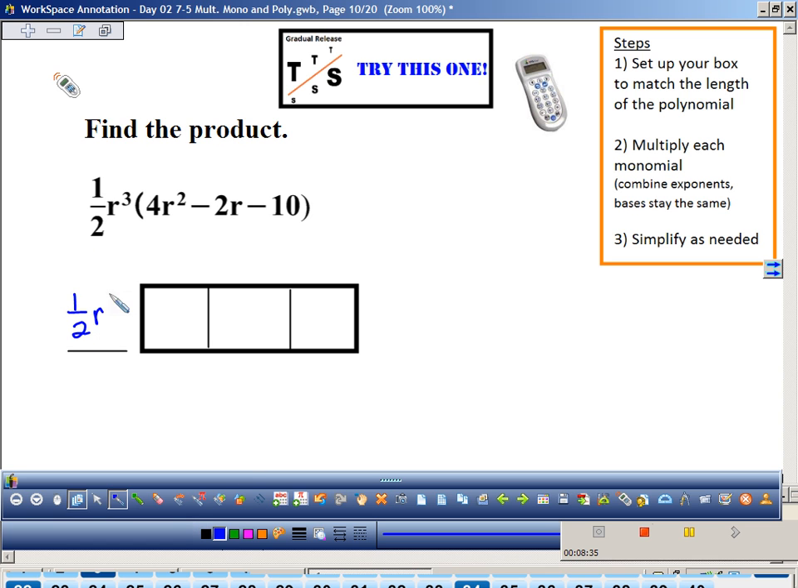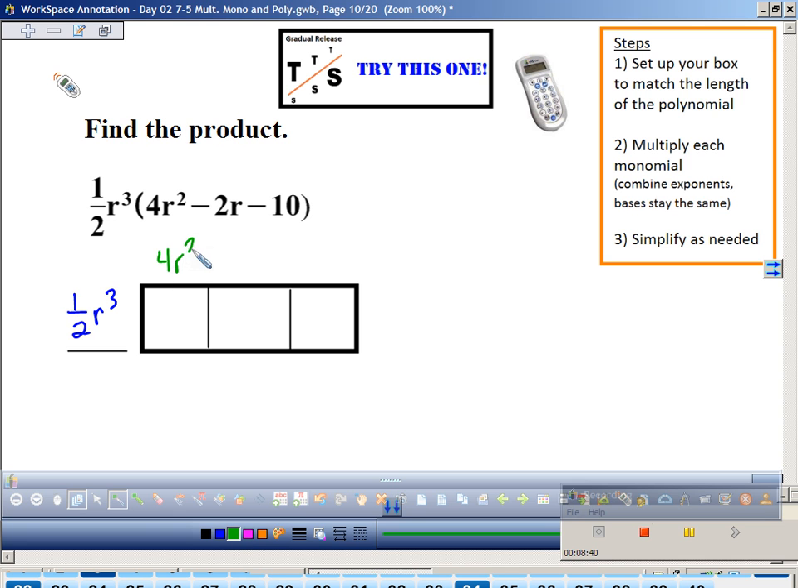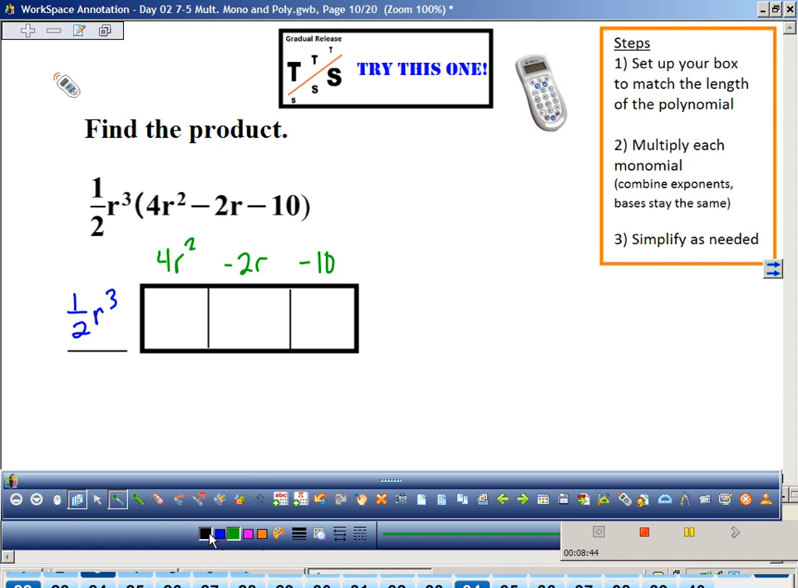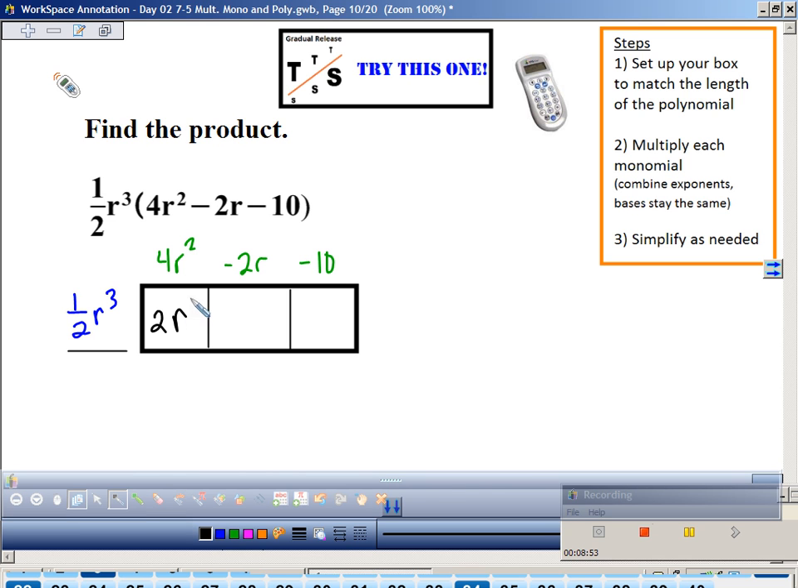Okay, so 1/2 r cubed, and we're going to multiply that by 4r squared minus 2r minus 10. So what is half of 4? 2. What is r cubed times r squared? No, 3 r's and 2 r's make 5 r's, right? Because you're multiplying the r's, but that means the exponents get added.